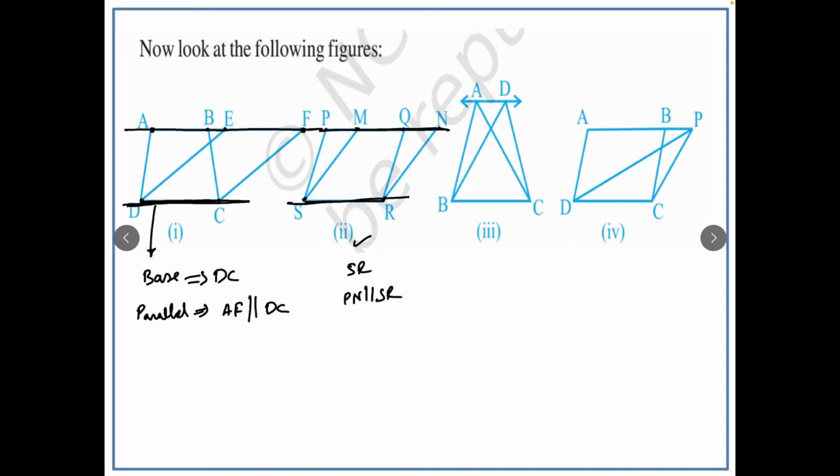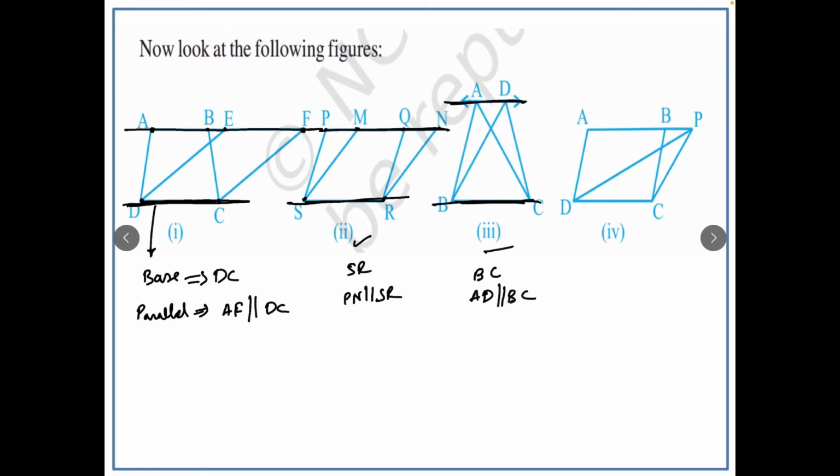Okay, in a similar way in figure 3 you will see that they are sharing a common base which is BC, and they are lying between the same parallel lines BC and AD. So the common base here is BC, and the parallel lines are AD parallel to BC.